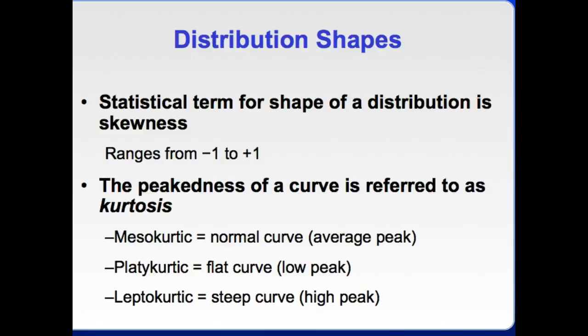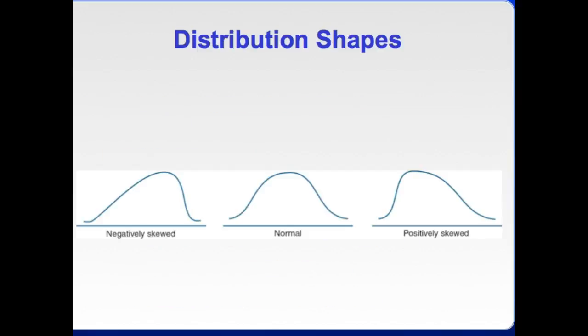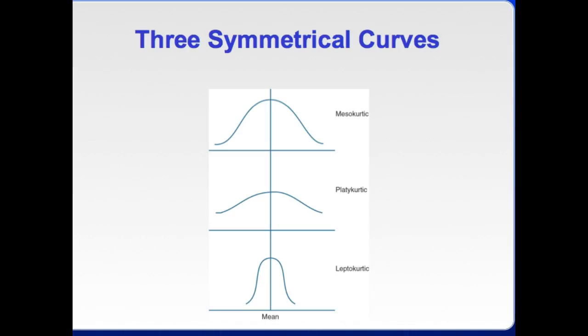Distribution shapes. The statistical term for the shape of a distribution is skewness, which ranges from -1 to +1. The peakedness of a curve is referred to as kurtosis. Mesokurtic is a normal curve, platykurtic is a flat curve, and leptokurtic is a steep curve. You can see these different distribution shapes right here. Here are 3 symmetrical curves that we talked about.